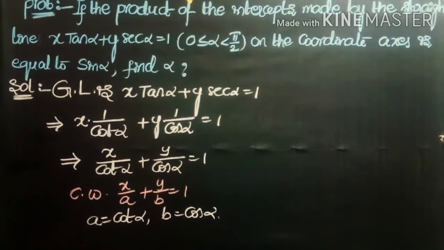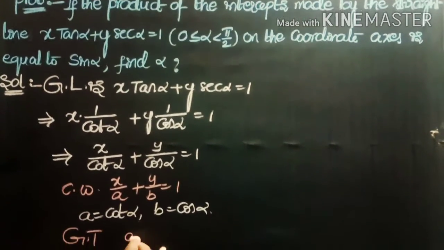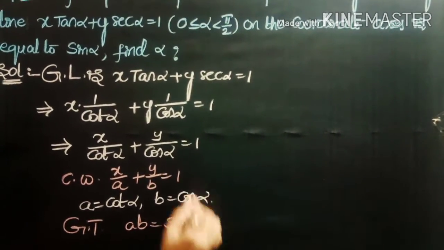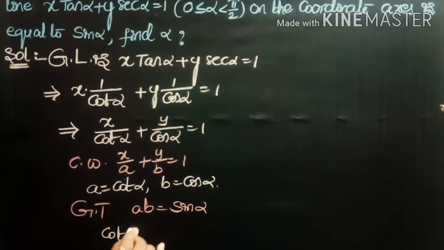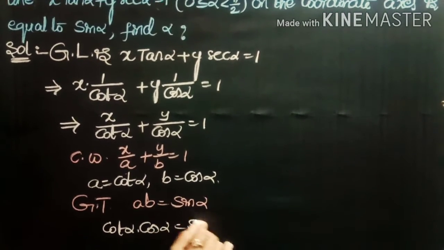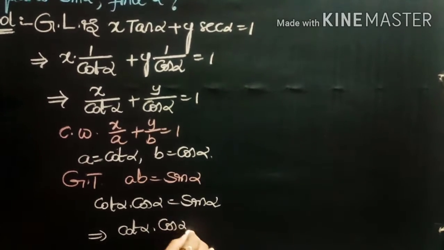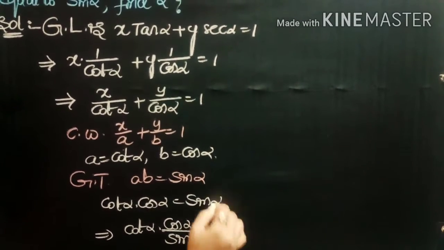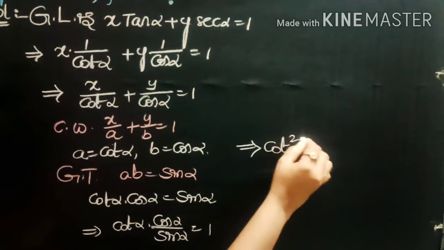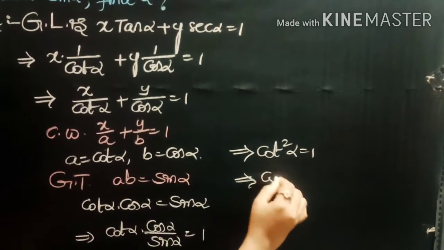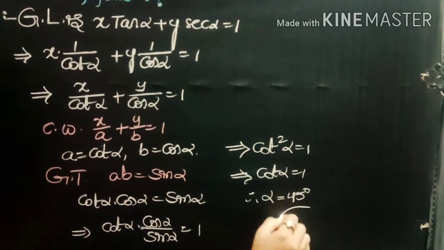What is given? Given that the product of the intercepts is equal to sin alpha. That is, a into b = sin alpha. The product of the intercepts, what are the intercept values? a comma b. Now replacing the values here: cot alpha into cos alpha = sin alpha, which implies cot alpha into cos alpha by sin alpha is equal to 1. Writing this sin alpha to this side, this is cot alpha into cot alpha, which means cot square alpha. Cot square alpha = 1 and cot alpha = 1. Then the value of alpha is equal to 45 degrees. That's all. That is the answer.